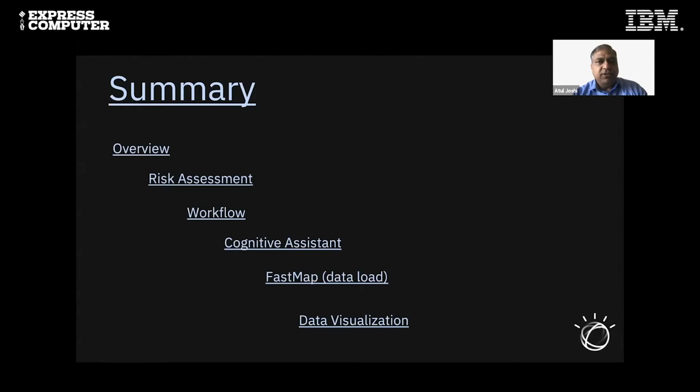Just to summarize what we saw in the demo, we started with an overview of a risk assessment. We looked at how the workflow can be configured very easily. We looked at how the cognitive assistant can help a business user navigate through the application, or map the controls directly based on just an English description. We saw how easily data can be loaded directly from an Excel file, but we also have the ability to use an API to connect directly to the source system. And last, we looked at data visualization. So with this, I conclude a brief demo.